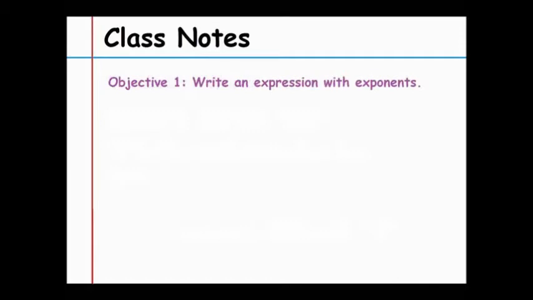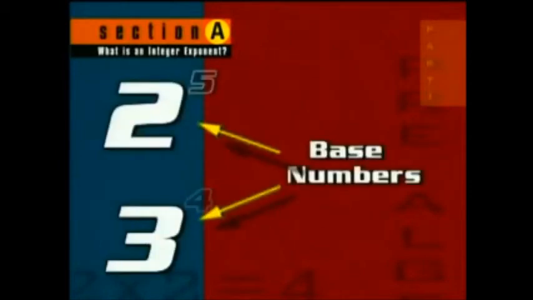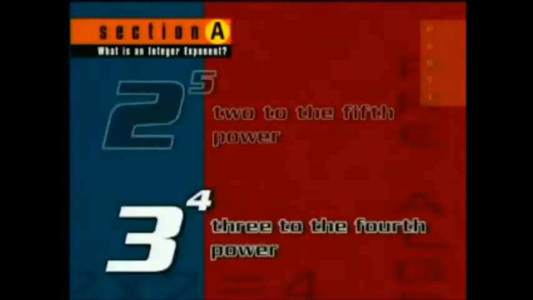Let's double check to make sure that we understand how to write an expression using exponents. We see a 2 with a little 5 in its upper right-hand corner and a 3 with a little 4 in its upper right-hand corner. The 5 and 4 are the exponents. The 2 and 3 are called the base numbers. We read these examples as 2 to the 5th power and 3 to the 4th power. So what does all this mean?